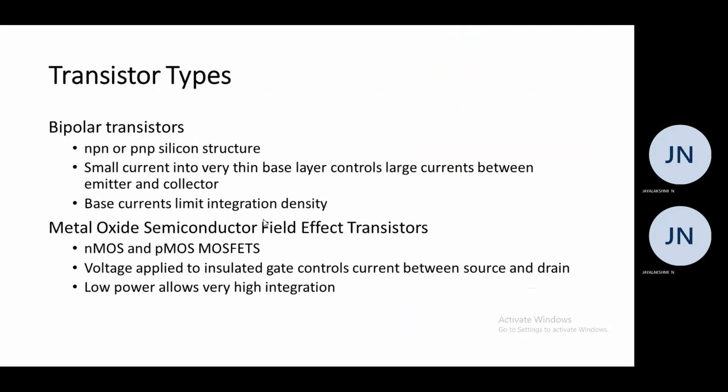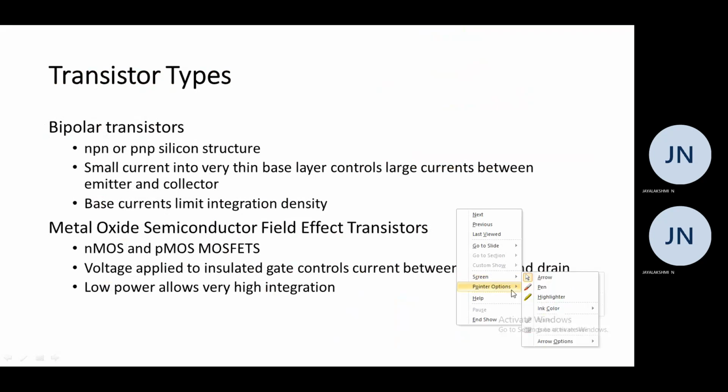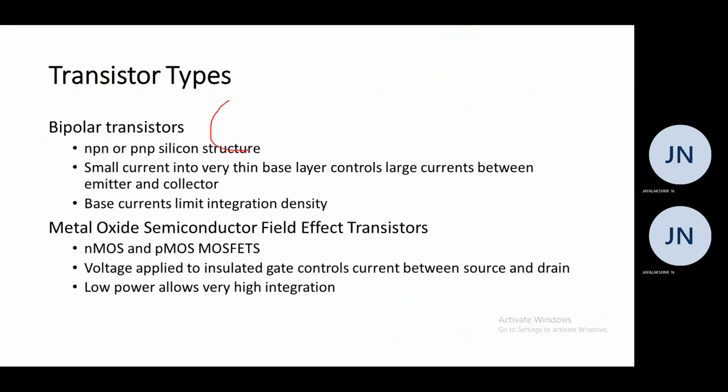Next we have two different types of transistor. One is the bipolar transistor, and the other is the metal oxide semiconductor field effect transistor, or MOSFET for short. So let us see what these bipolar transistors are.